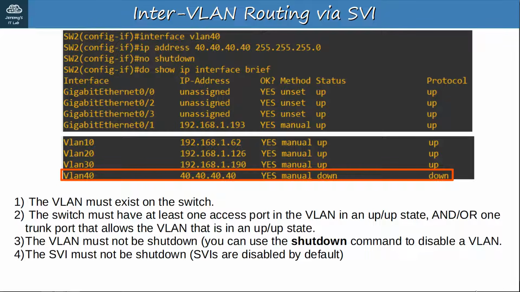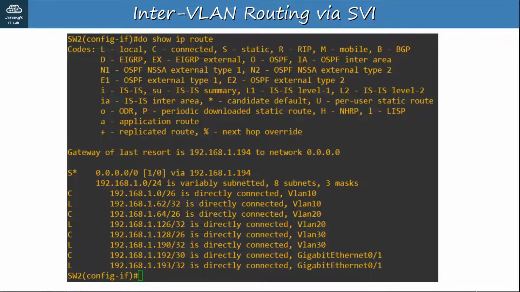Finally, if the SVI itself is shut down, it obviously won't be up, up, so make sure to use the no shutdown command after you create an SVI, because they are shut down by default. I used the show ip route command again, and you can see connected and local routes have been added to the route table for the SVIs we created, all shown as directly connected to the SVI for each VLAN.